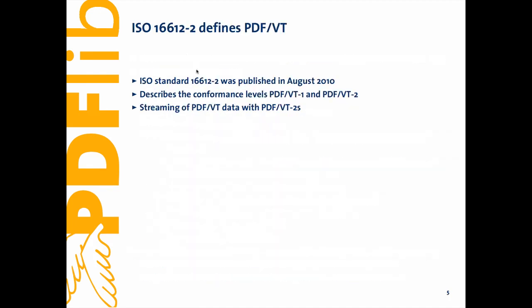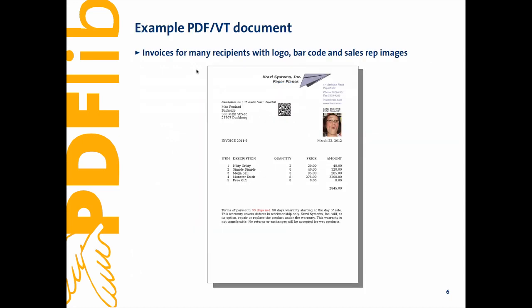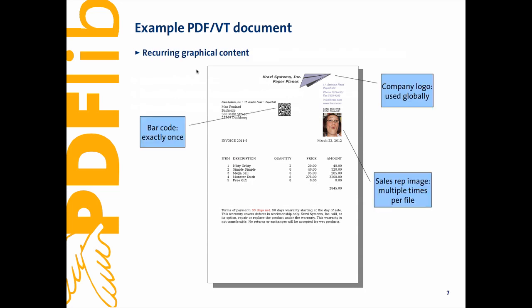Duff talked in detail about the PDF/VT standard and the conformance levels, and I just wanted to show you an example document. Obviously, I'm still living in the world where invoices are printed, and this could be an invoice. What I want to focus on in these slides is the recurring graphical content. We have different kinds of graphical objects here. The barcode, which probably encodes the address data, will appear exactly once in a huge PDF/VT file with many, many invoices.